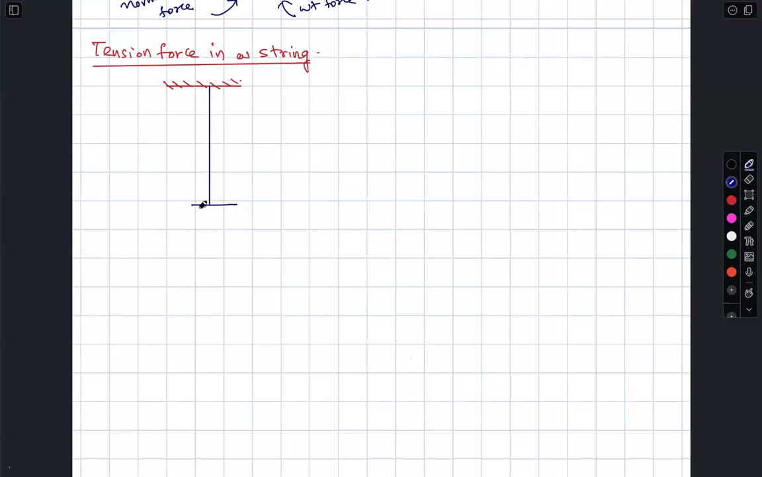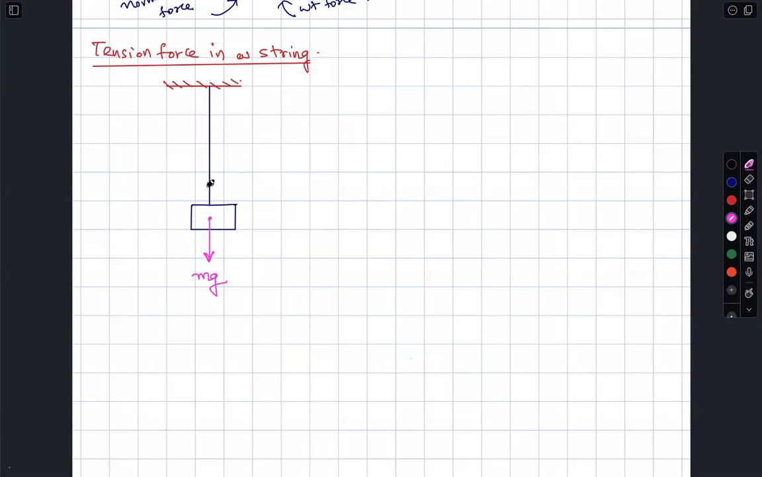And you suspended a block like this. In this case, whatever happens, this block will experience a downward pull due to the attraction of the earth. To make this at rest, in equilibrium, you require one more force. What is that force? The string will exert a force on the block.